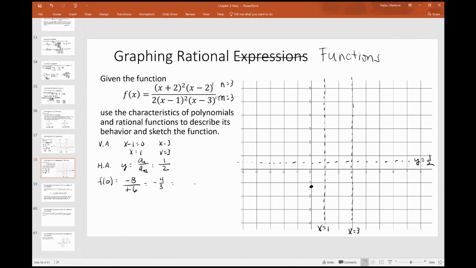That's going to occur, right, when the numerator is equal to 0. So 0 equals x plus 2 squared times x minus 2. Solving, since it's already factored, this makes it nice. Either x plus 2 equals 0 or x equals negative 2 here. If x minus 2 is 0, x equals 2. So it looks like I have 2 horizontal intercepts at negative 2 and positive 2. So there's one there, and there's one there.